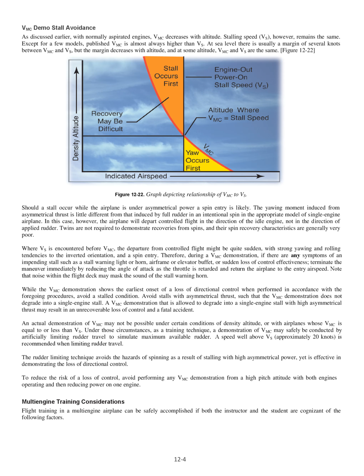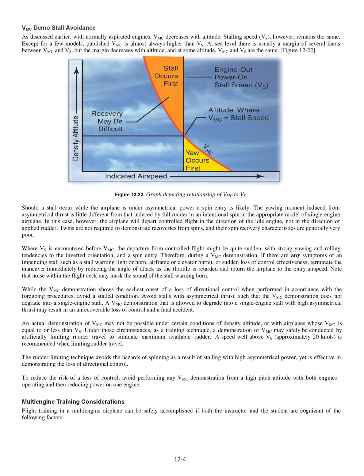Stalling speed, VS0, however, remains the same. Except for a few models, published VMC is almost always higher than VS0 at sea level. There is usually a margin of several knots between VMC and VS0, but the margin decreases with altitude, and at some altitude, VMC and VS0 are the same. Figure 12-22. Should a stall occur while the airplane is under asymmetrical power, a spin entry is likely.